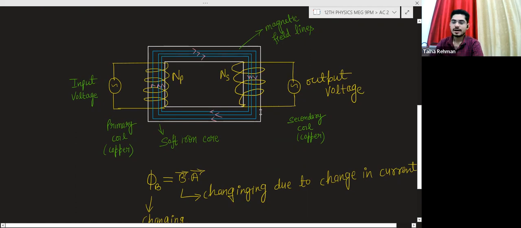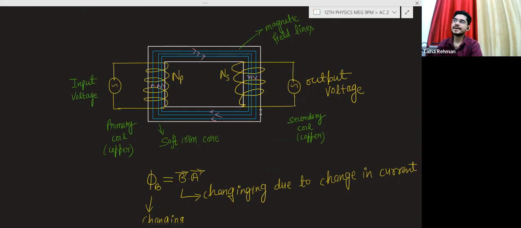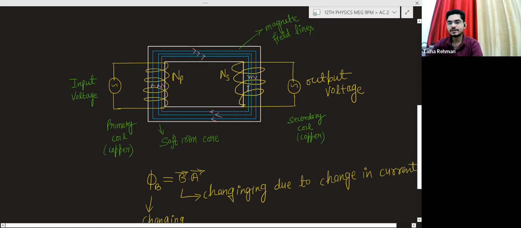Okay, now according to the Faraday law of electromagnetic induction, whenever there is a change in the magnetic flux linked with the coil, EMF will be induced in that coil. So in this coil, the magnetic flux linked with the coil is changing. Then we can say there will be an induced EMF in that coil, and that induced EMF will be the output. And that will be changed by the number of turns of the coil accordingly. Okay, so one by one I will explain.